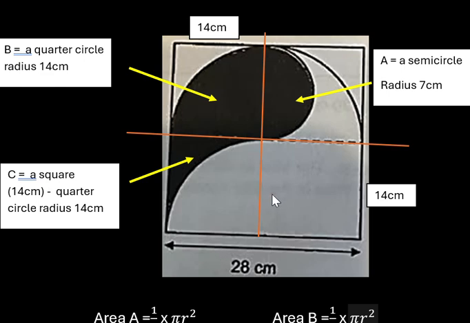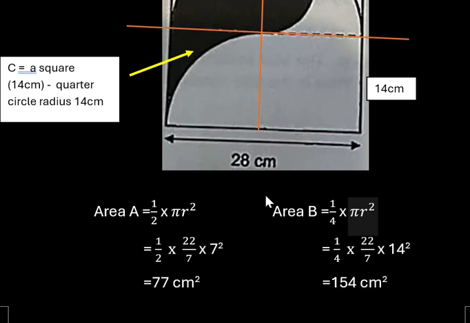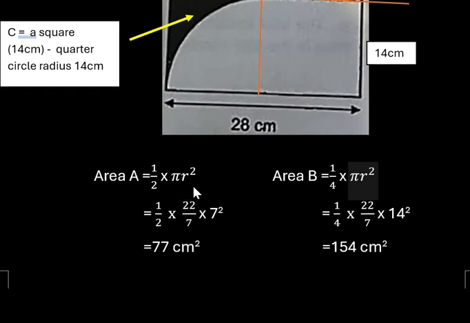Okay, so once we understand this part, it becomes easier to solve. So area A is half times pi r square. The area of a circle is pi r square. So since you are doing a semicircle, you multiply by half. You take pi as 22/7 as given by the question, and the radius is 7 squared. So if you work this out using your calculator, you get 77 centimeters square.